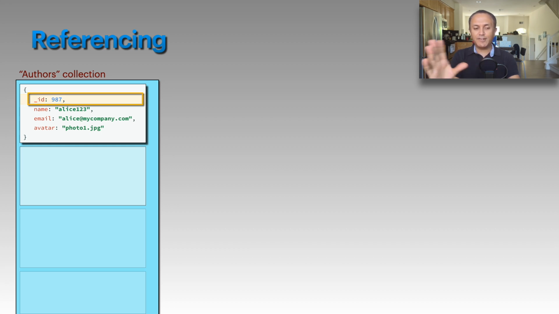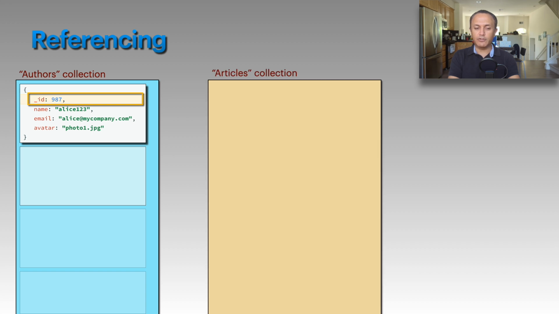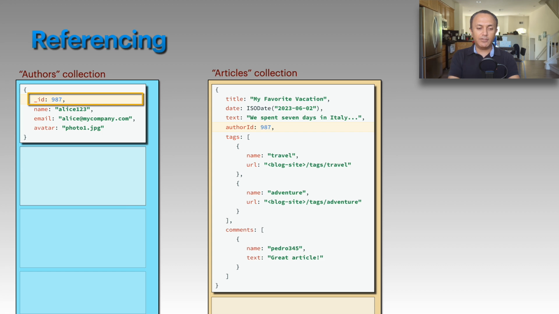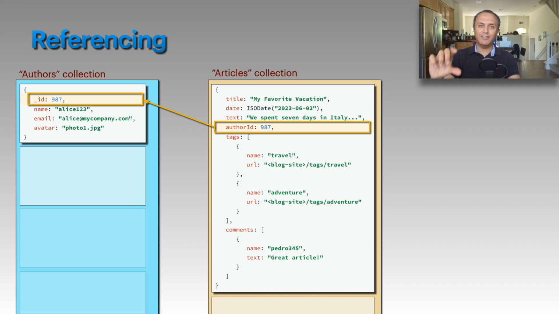And then you have a separate collection for articles. Again, one document per article. And you have here a reference to that author ID. Instead of putting the author information inside the article document, you're just referring to that author document.